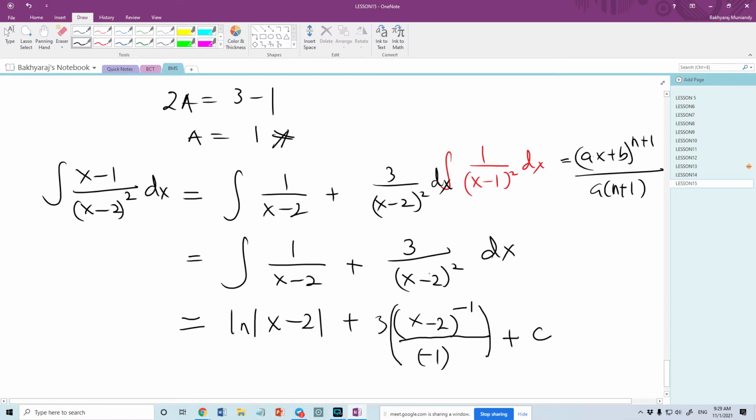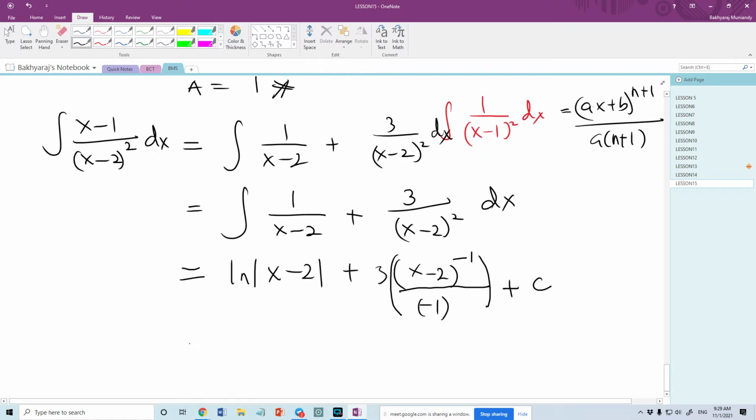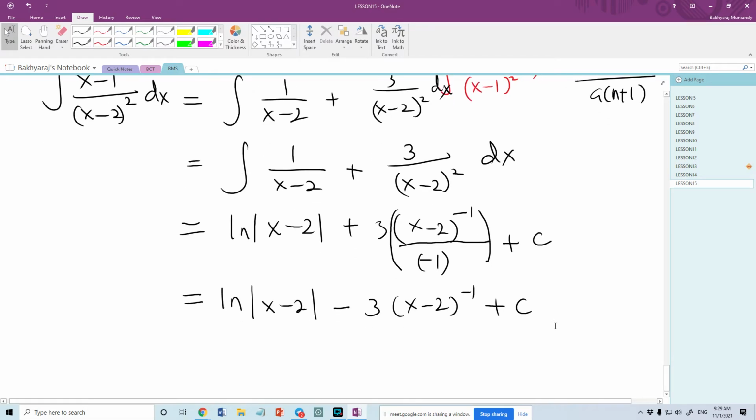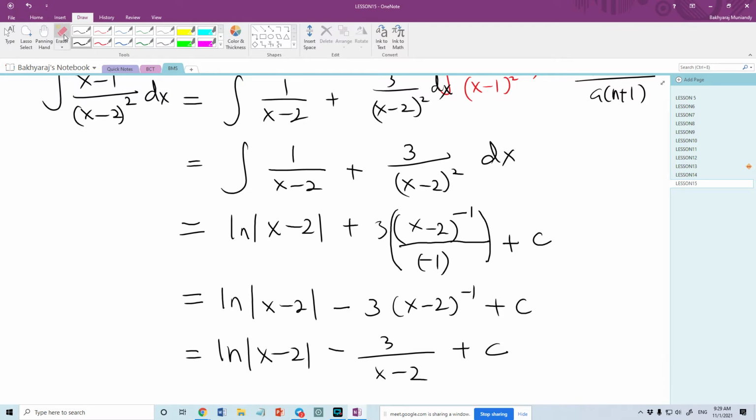Okay, so we will get the last answer, we will get log x minus 2, and then minus 3, because 3 times negative 1 you get negative 3, and x minus 2 to the power of negative 1 plus c. So we get equal log x minus 2 minus 3 over x minus 2 plus c. This is our answer.